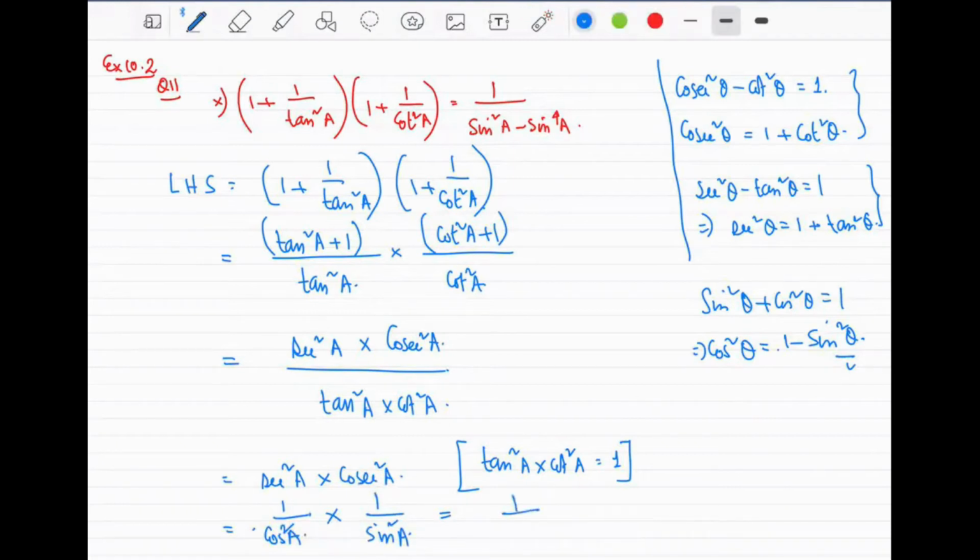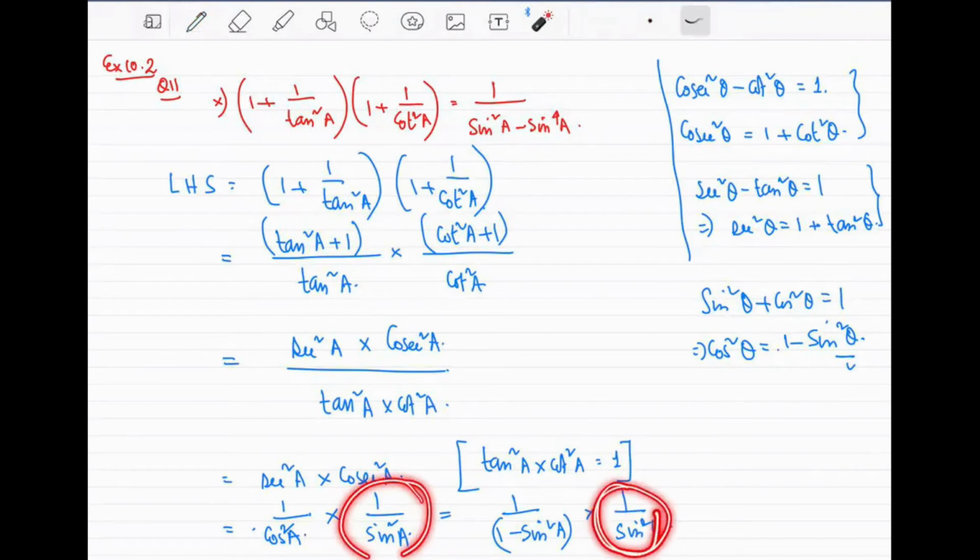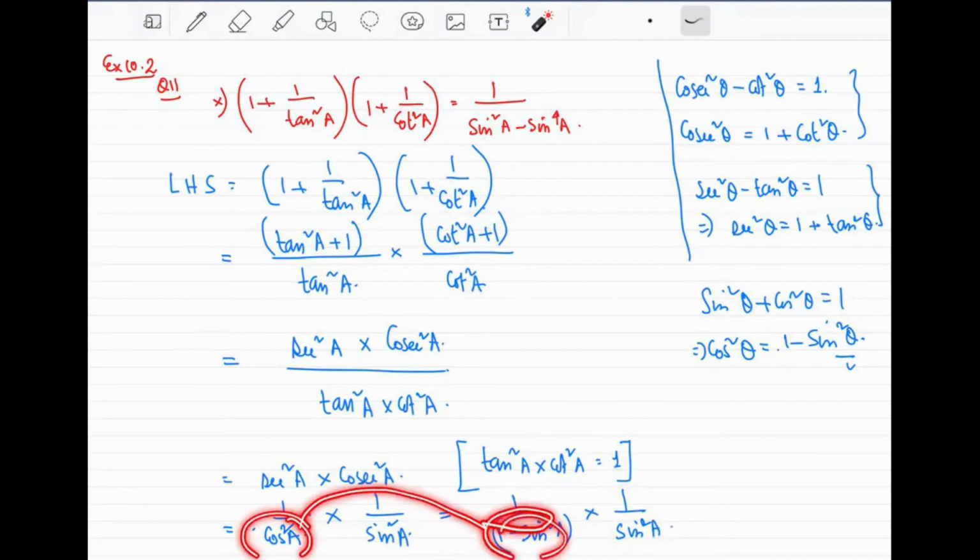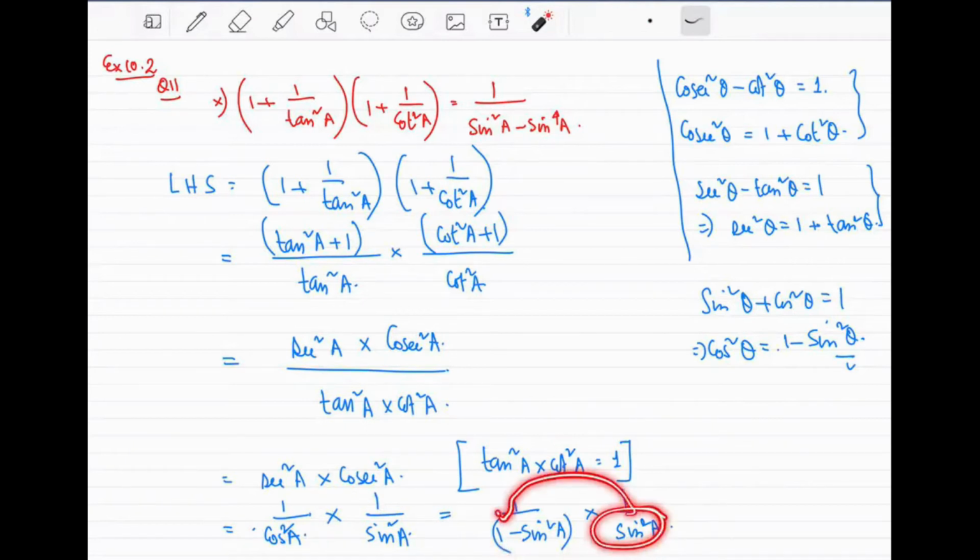We will have 1 by 1 minus sine square A. You have to enclose them inside brackets because there are two terms, right? And do not change the other part. Look, this part remains the same. Cos square A is being replaced with 1 minus sine square A. That's it. Now multiply this sine square A and 1. How much? Sine square A and 1, it's sine square A.